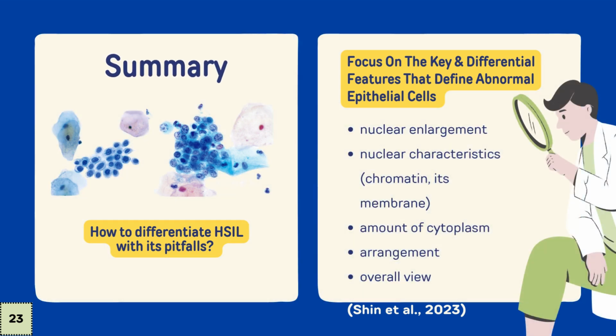So, in conclusion, to differentiate HSIL from its pitfalls, we can focus on the key and differential features that define the abnormal epithelial cells, which are nuclear enlargement, nuclear characteristics like chromatin and nuclear membrane, the amount of cytoplasm and its arrangement, together with the overall view under 10x.